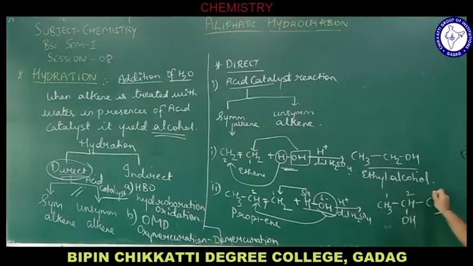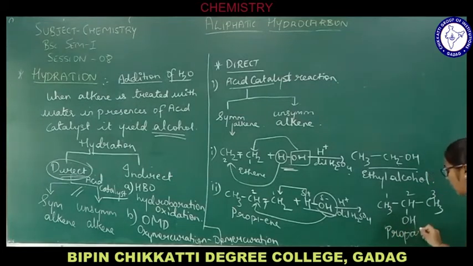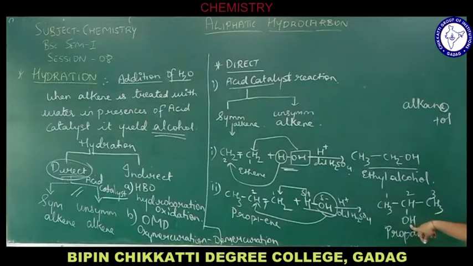See, 1, 2, 3. Now propane is the parent alkane, but in place of E, I am going to add ol, to form alkanol. If this is the alkane, E will get replaced by OL to form alkanol. So propane, E will get replaced with ol, and at the second position the OH group is there, so its name will be propane 2-ol, or the common name is isopropyl alcohol. Iso means at the second carbon the OH group is there. That is the common name.